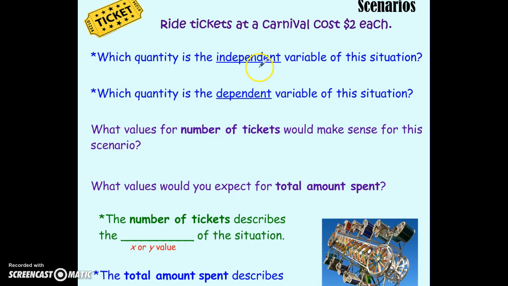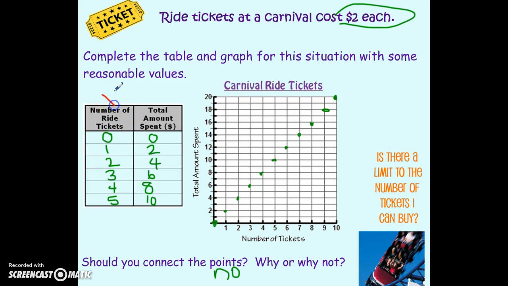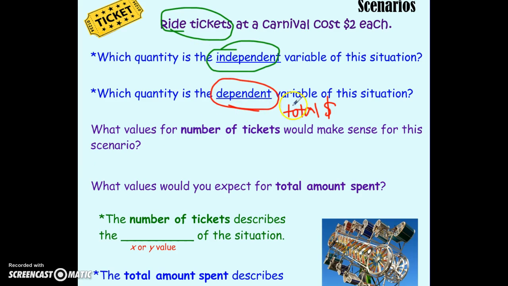Which quantity is independent? Well, the independent would be the ride tickets. Which quantity is dependent? The dependent is the total that you spent, the total money. And you can find that information from the table. You know, this is always your X and this is always your Y. You can find that information on the graph because the independent and dependent variables are labeled on the graph. And you can just think about the situation, that the money depends on how many tickets you buy.